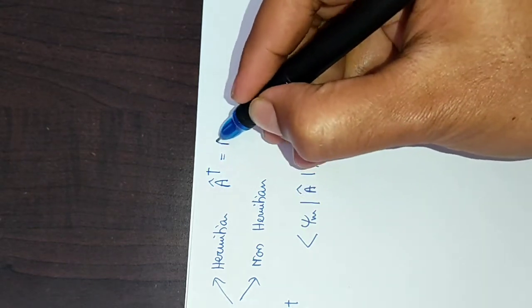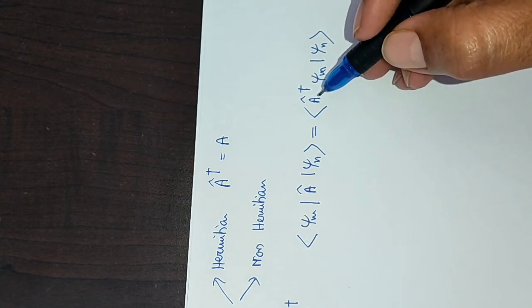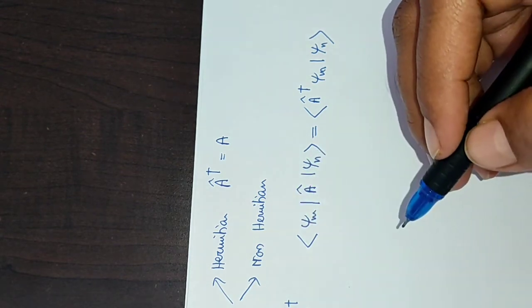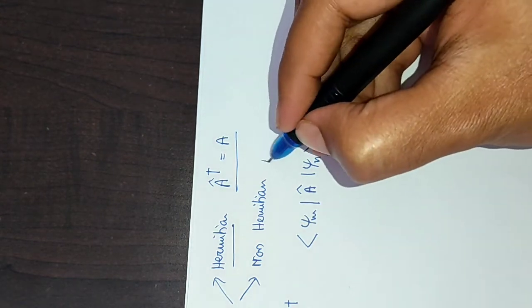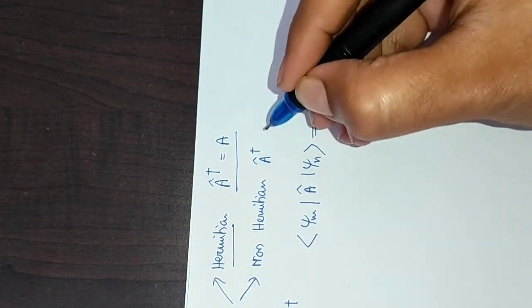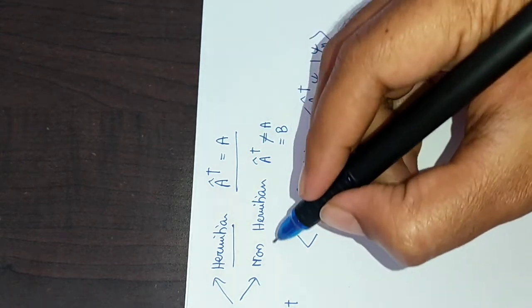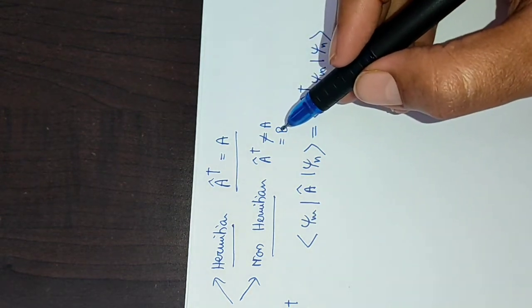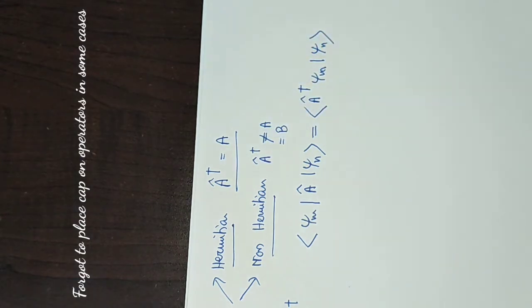A† equal to A, when we have A here, then it is following the turnover rule, that is, A is coming here, then it is said to be Hermitian. And when a different operator is coming, it is said to be non-Hermitian, and the new operator is said to be the Hermitian conjugate or Hermitian adjoint of the operator A.